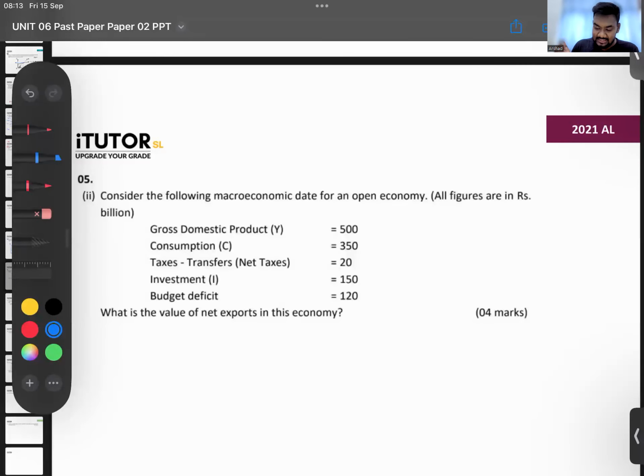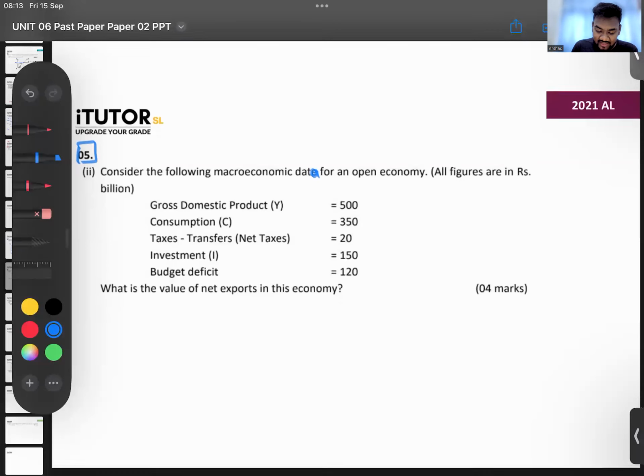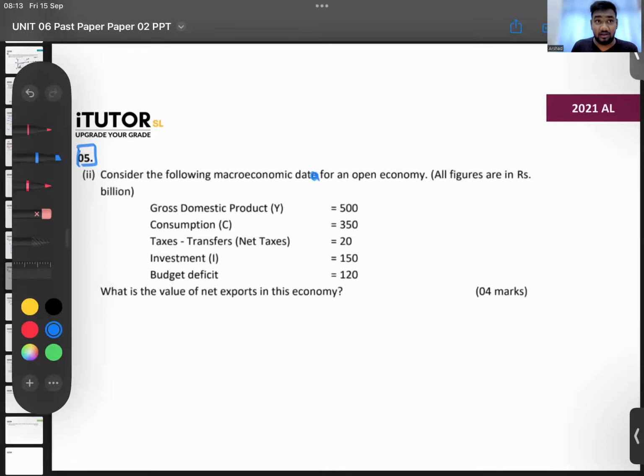We'll start with the 2021 A-level paper, question number 5. Consider the following macroeconomic data for an open economy. All figures are in rupees billion: GDP, consumption, taxes minus transfer (net taxes), investment, budget deficit. What is the value of net exports in this economy?